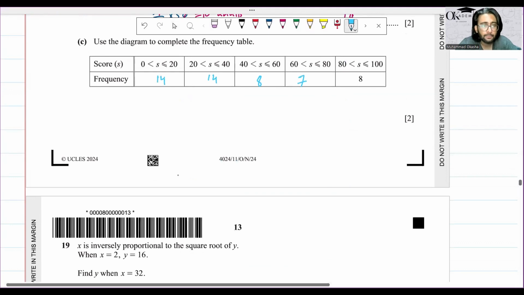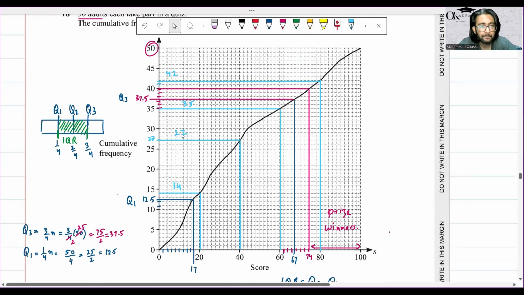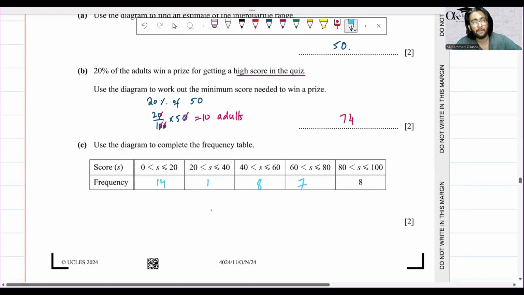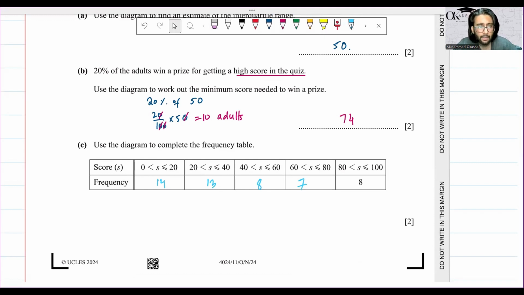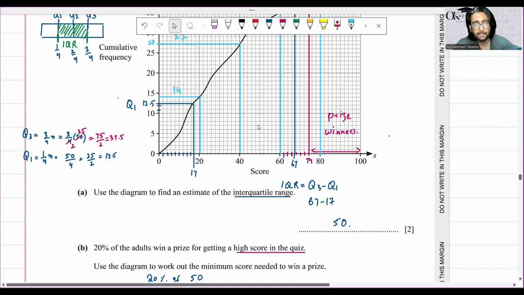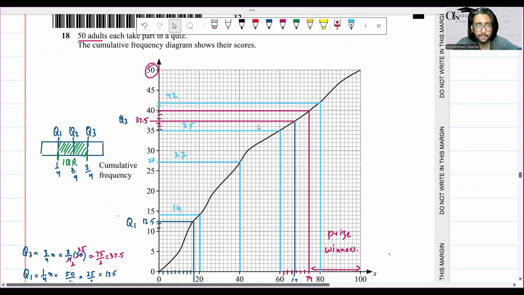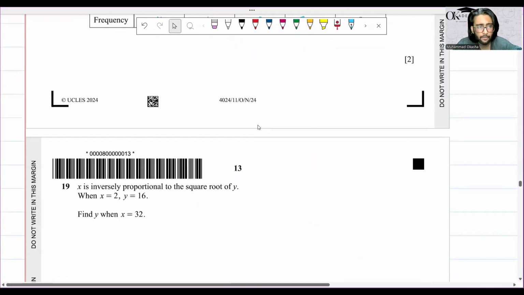And the other one should be 13. So 27 minus 14 should be 13. So 14, 13, and 8 and 7. Yes, this is perfectly okay with the marking scheme now. Yeah, sorry, guys. I messed up. Okay, so we're done with question 18 here.